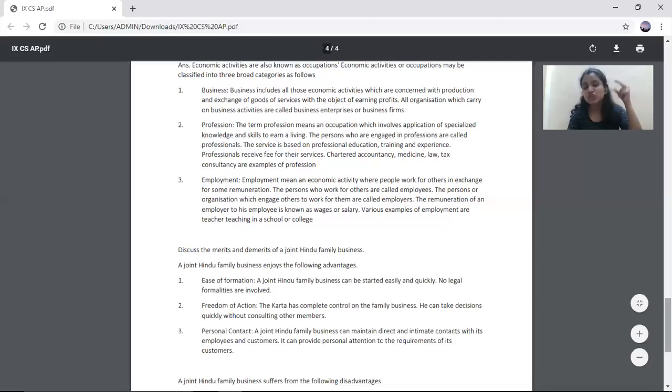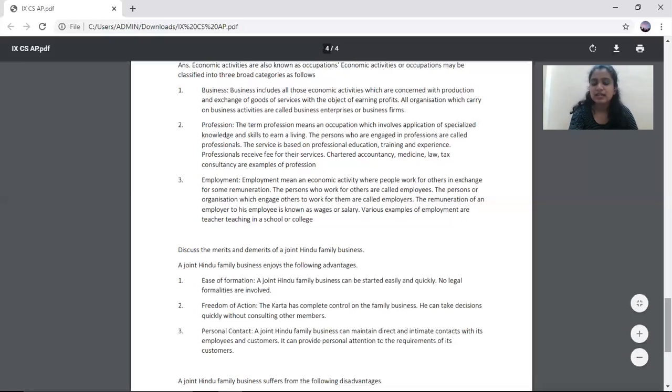make sure that for each of these 3 points, you do not restrict it to just two sentences, but you add adequate explanation and try to include everything that you know about business, profession and employment, of course from the textbook, and add examples of your choice.